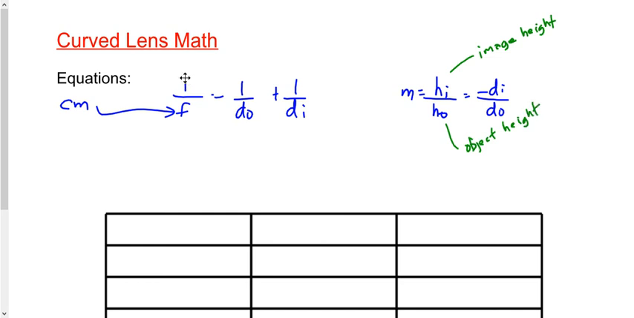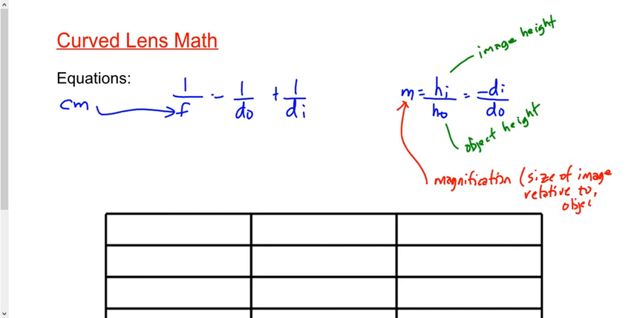M, the magnification, is the size of the image relative to the size of the object. In other words, how much bigger or smaller the image is as compared to the object. Every mathematical question that you get involving lenses is going to involve one or both of these two equations.